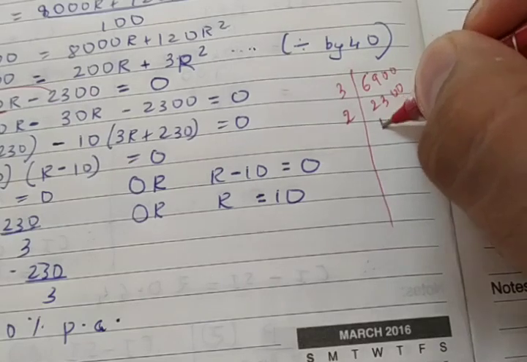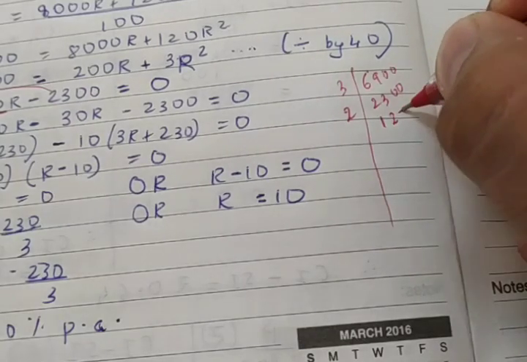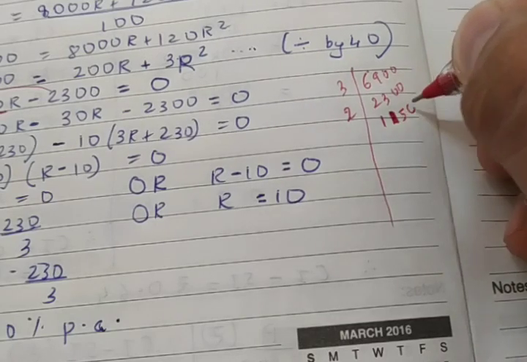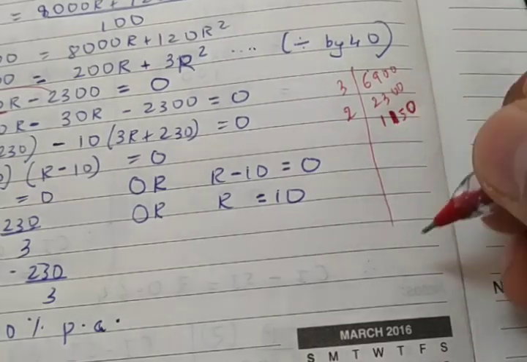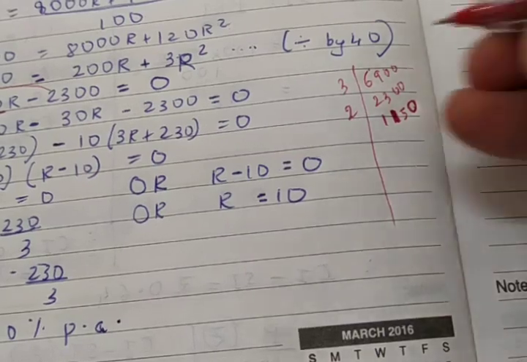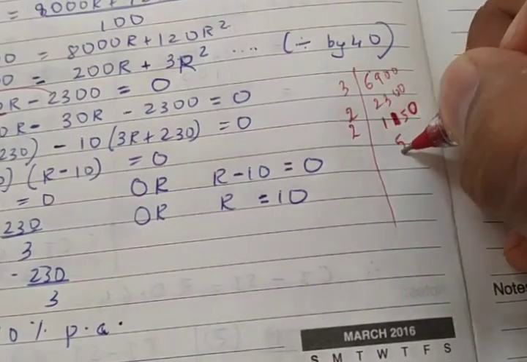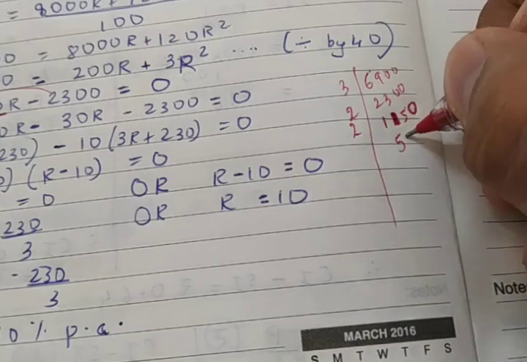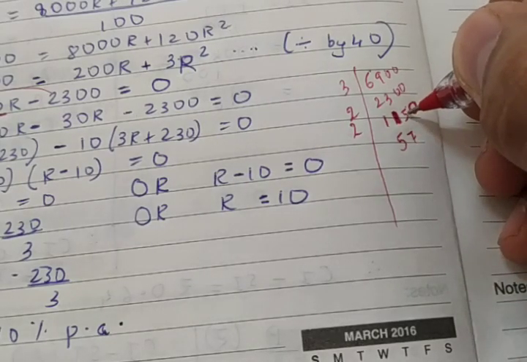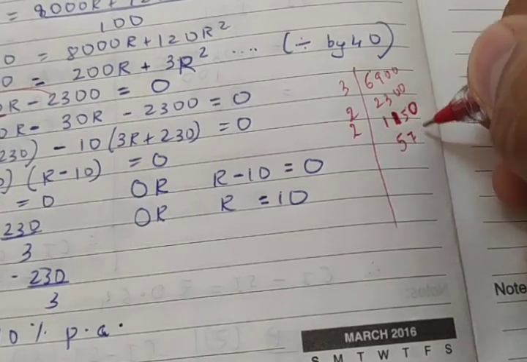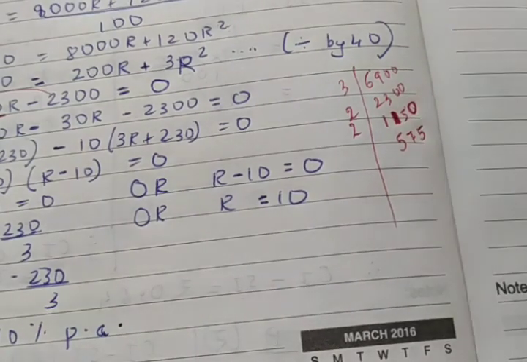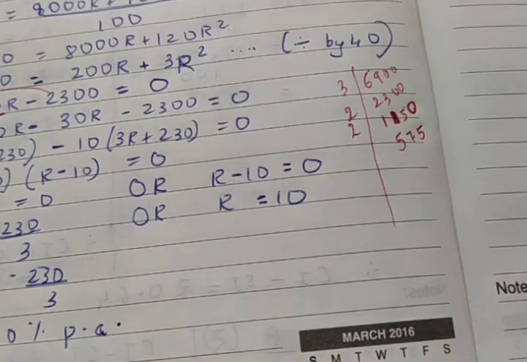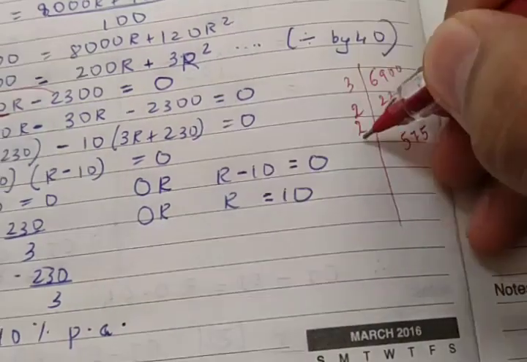2 fives are 10. Two 5s are 10, carry forward 1. 15, that's 7s are 14, carry forward 1 and 5. Now it won't go by 2. It won't even go by 3. It will go by 5.